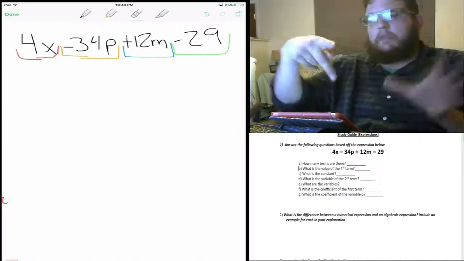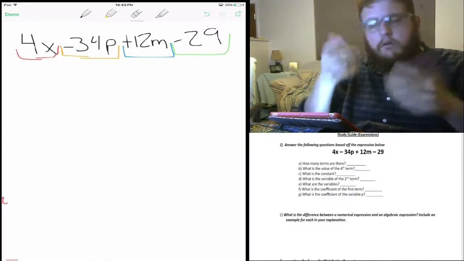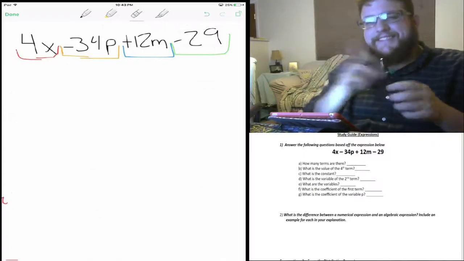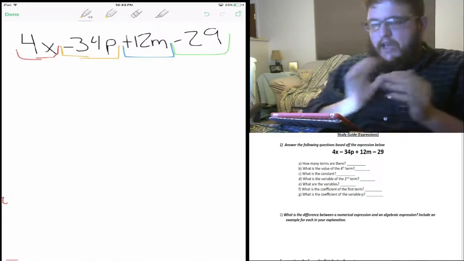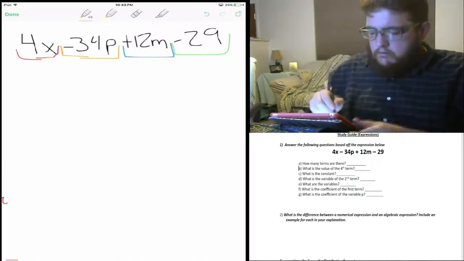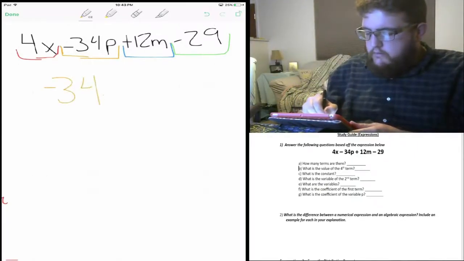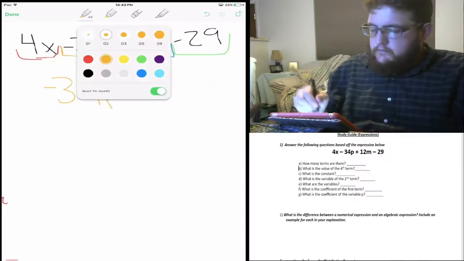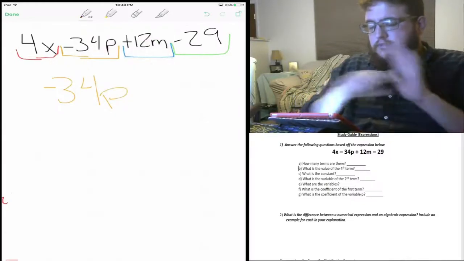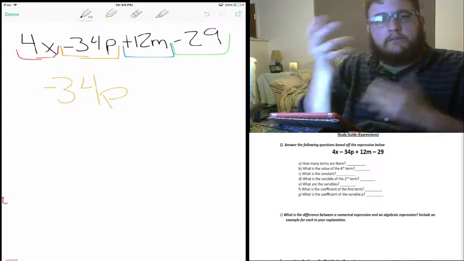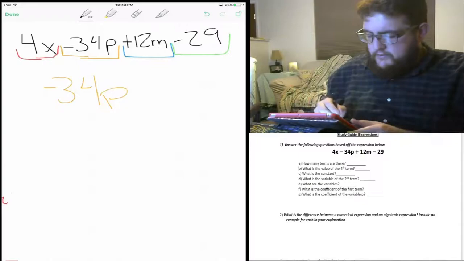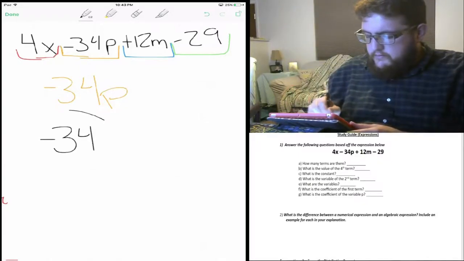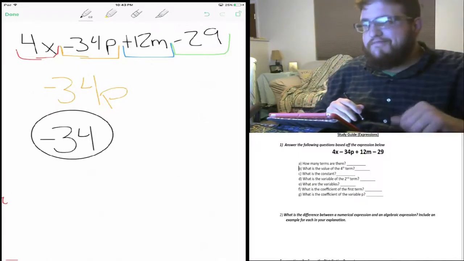What is the coefficient for the variable p? I think I repeated this answer. Right, here's where I caught myself. We've already answered this one, but I'll go through it one more time. So our term that has the p is negative 34p, and the coefficient of that term is negative 34. It's the number in front of, or the number associated with, the variable. In this case, negative 34, and that's it.